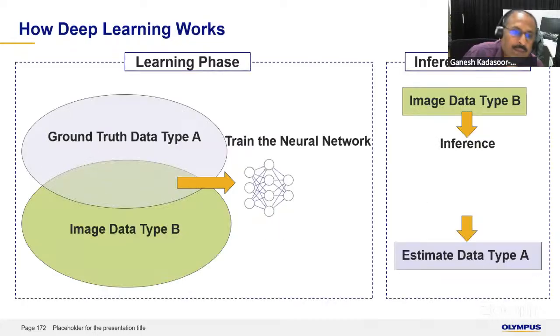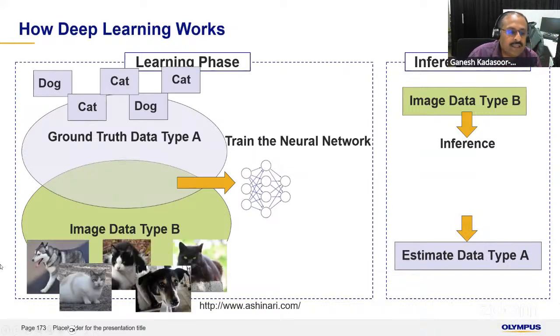Now let's see what happens here. These are pictures of different animals. It can be an animal which can be a cat or a dog. So this is the image type. Now we have a learning phase.